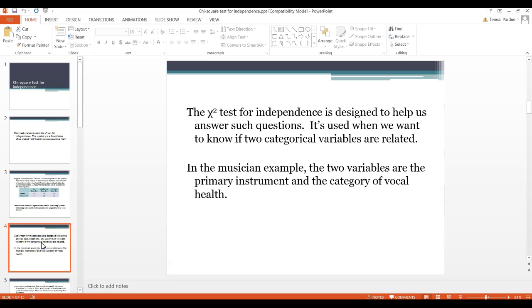So the chi-square test for independence allows us to test whether two categorical variables like these two are related. And in this example, the two variables are what the instrument was, whether it's voice or something else, and the category of vocal health, none, moderate, or severe.